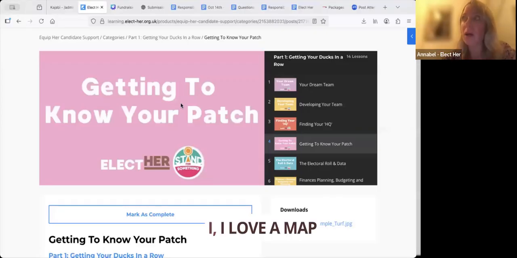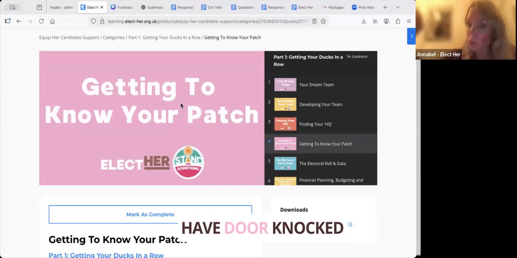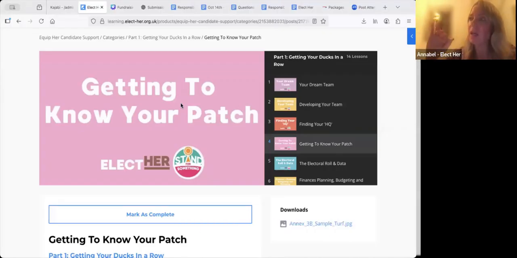I love a map because it really helps me see the area and see what I have and haven't been and done. When I'm running campaigns, we will have different colours for different leaflets, and we will mark off that each area has been leafleted with each of the leaflets. You end up with these maps with layers of colours that you have done these roads and you have understood and you have door knocked on those roads. But that's the more practical side of it.